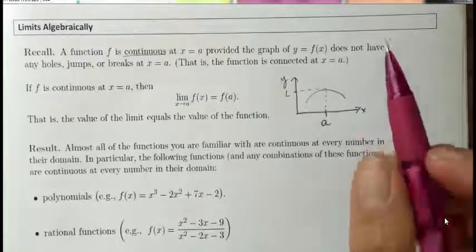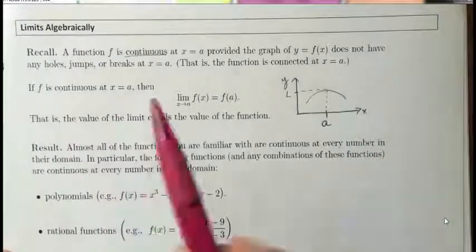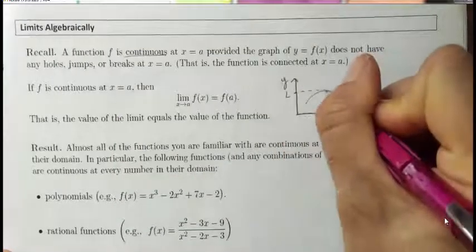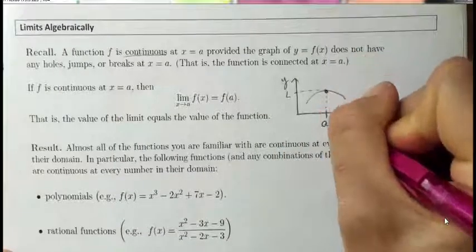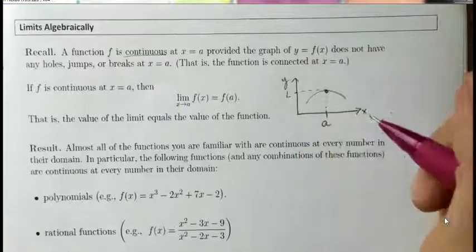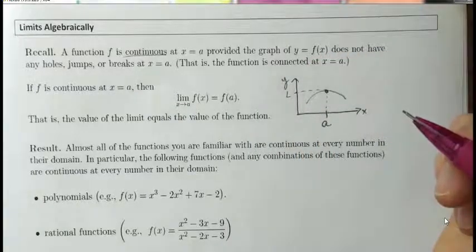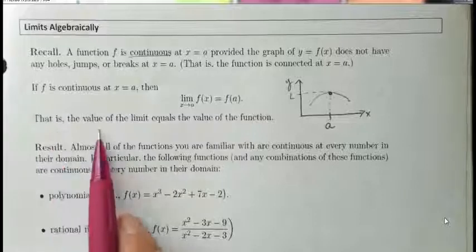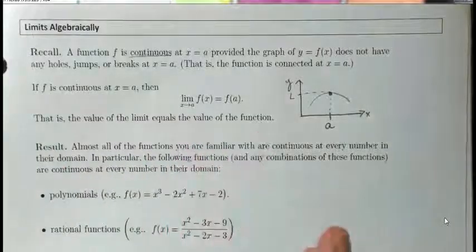Okay, so that's all that that's saying. Now, if f is continuous at x equals a, then basically the limit is going to be exactly what you get out if you were to plug a into the function. Okay, and that's what this says. That is, the value of the limit equals the value of the function.